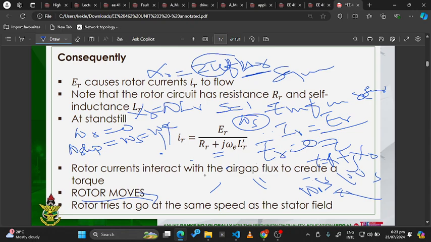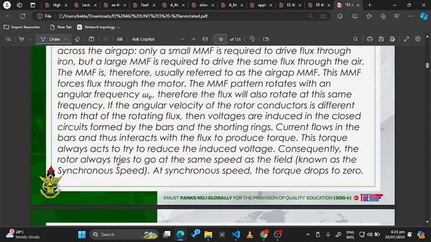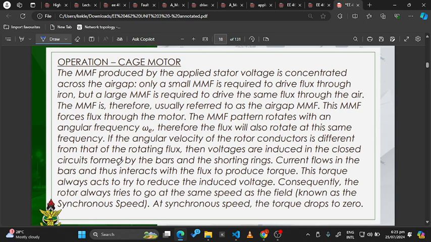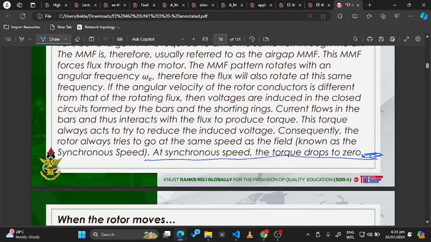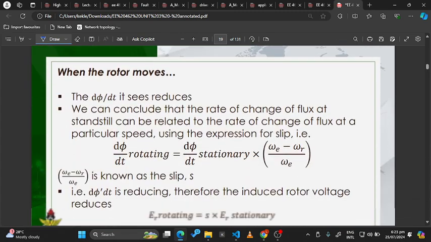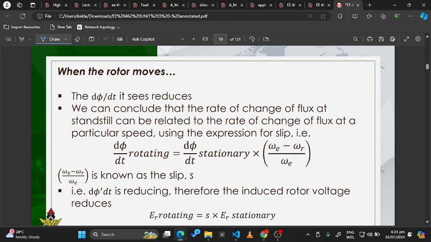Is that okay? Now, I've already explained the operation. I've already explained that if the rotor moves at the synchronous speed, the torque will drop towards zero and you won't produce any torque. So if you operate the motor because you want to drive a load, and you are producing zero torque, what's the essence of the motor running?